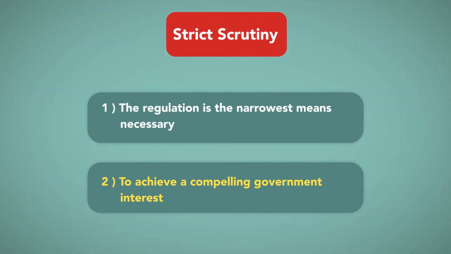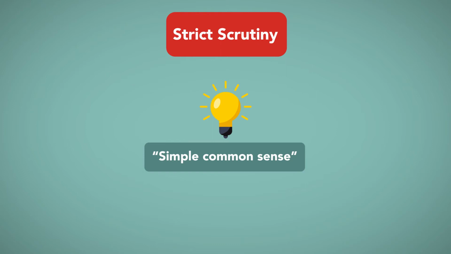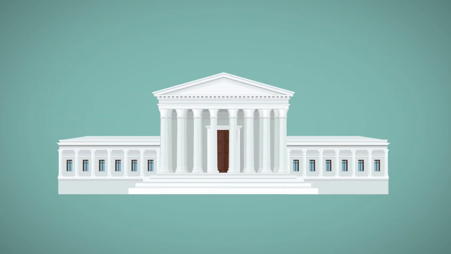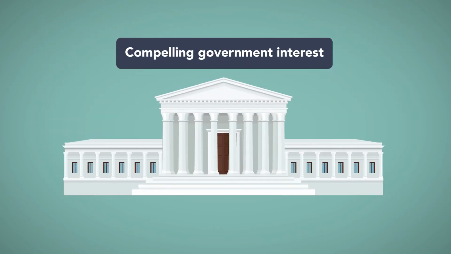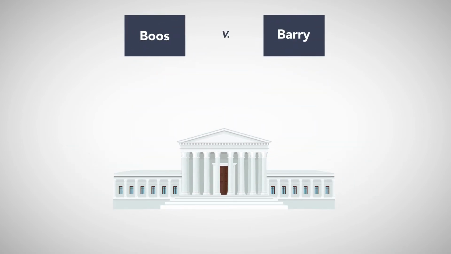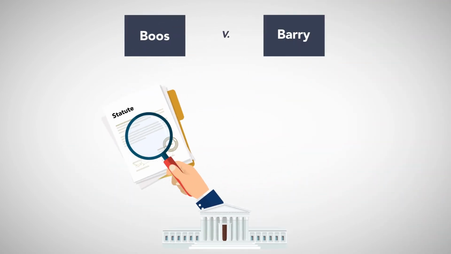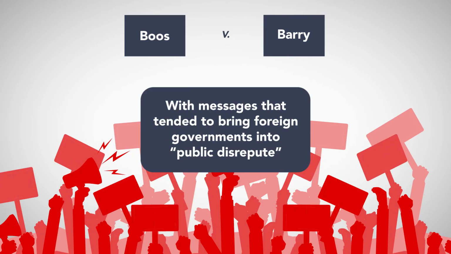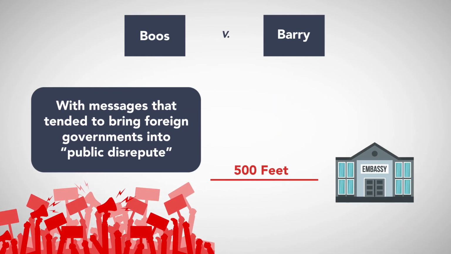Addressing the second portion of the strict scrutiny analysis, to show a compelling government interest, the government must demonstrate, using simple common sense, that the interest is important and crucial to achieving a desired governmental goal. An important Supreme Court case that defines compelling government interest is the 1998 decision Boos v. Barry. There, the court examined a Washington, D.C. statute that banned people from displaying signs with messages that tended to bring foreign governments into public disrepute within 500 feet of that country's embassy.